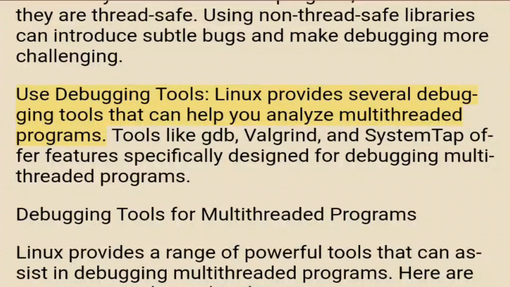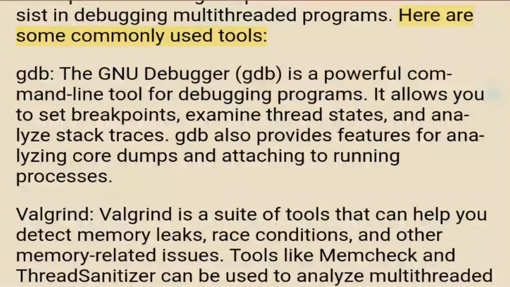Use debugging tools. Linux provides several debugging tools that can help you analyze multi-threaded programs. Tools like GDB, Valgrind, and SystemTap offer features specifically designed for debugging multi-threaded programs. Debugging tools for multi-threaded programs. Linux provides a range of powerful tools that can assist in debugging multi-threaded programs. Here are some commonly used tools. GDB.